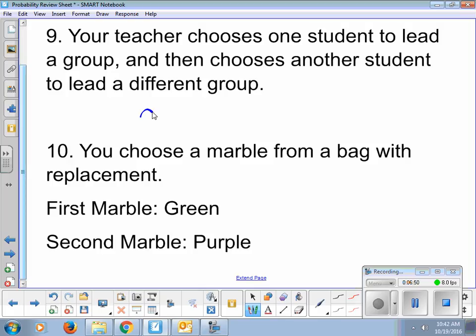Yeah, it's dependent, because if I choose someone for a group, are they part of the running to be the leader of the next group? No. So the second probability changes because you're taking that person out, so there's one less person to choose from.